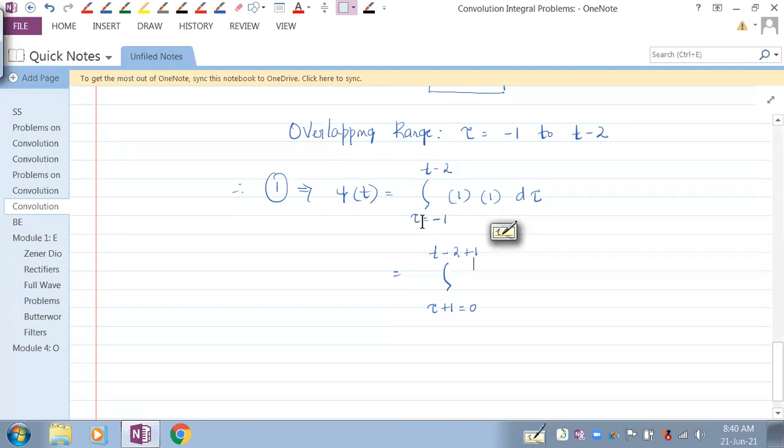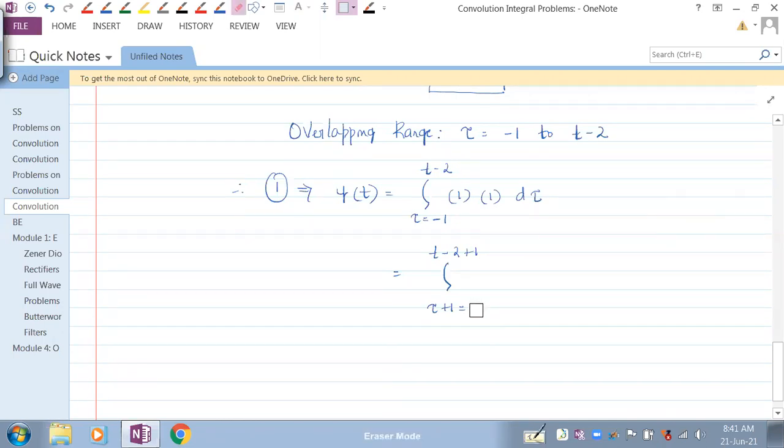So it is as good as adding plus 1 to both sides of the lower limit. If you're adding plus 1 on the lower limit, this is how it looks. And if you're doing it on the lower limit, you're not supposed to forget to do it on the upper limit. So it becomes t minus 2 plus 1. Or let me write this also.